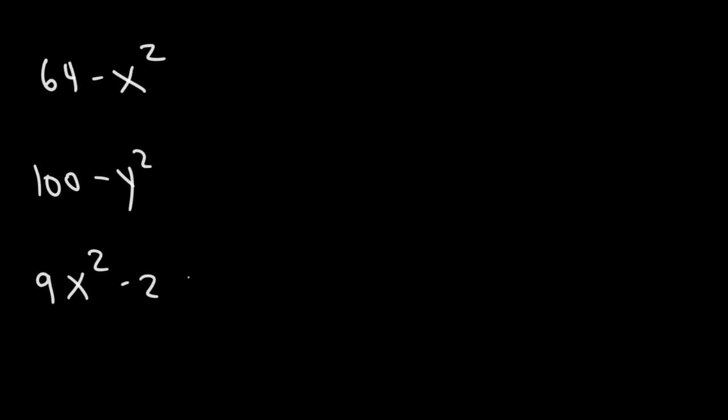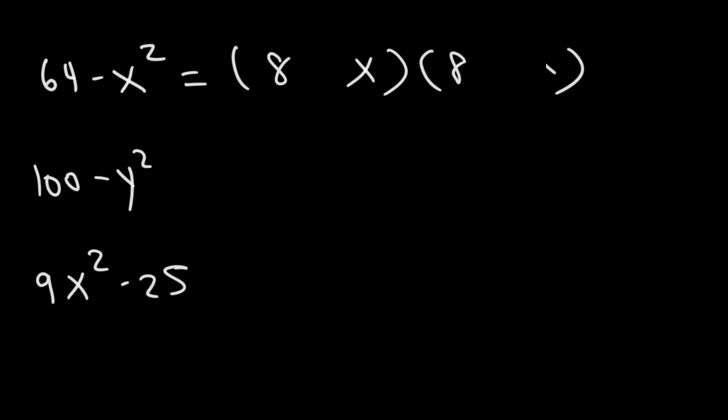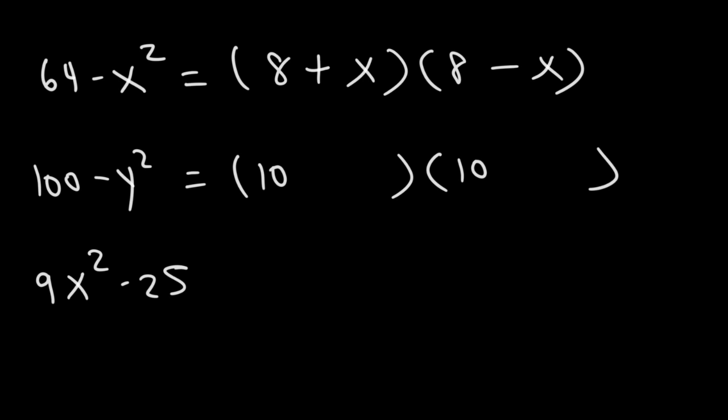Let's try some more examples. Try this one, 64 minus x squared, 100 minus y squared, and let's try 9x squared minus 25. Go ahead and try those three problems. The square root of 64 is 8, and the square root of x squared is x. So this is going to be 8 plus x times 8 minus x. For the next one, the square root of 100 is 10. The square root of y squared is y. And so we're going to have 10 plus y and 10 minus y.